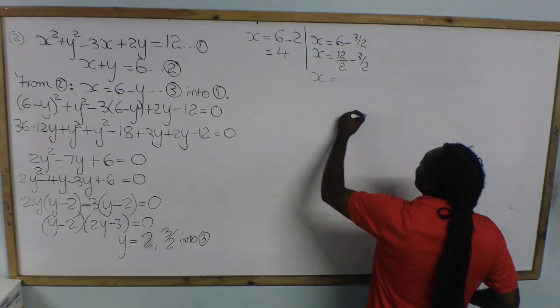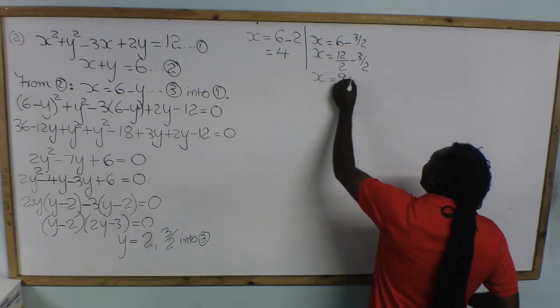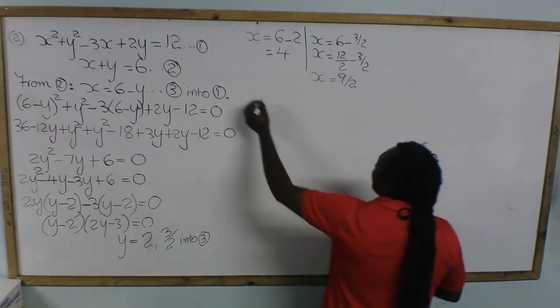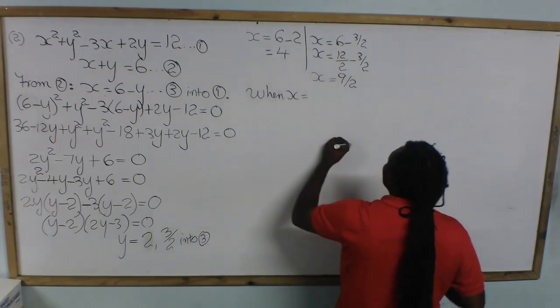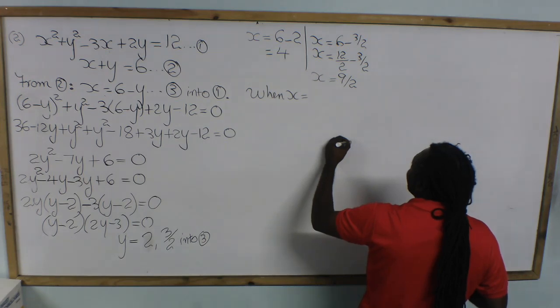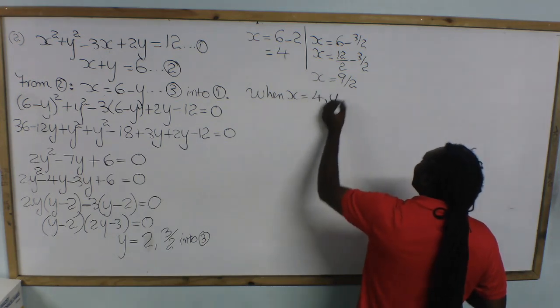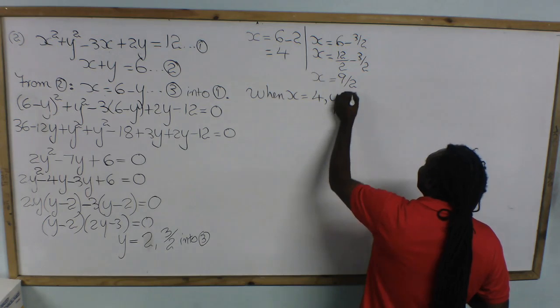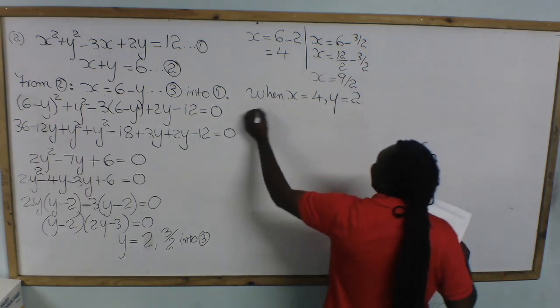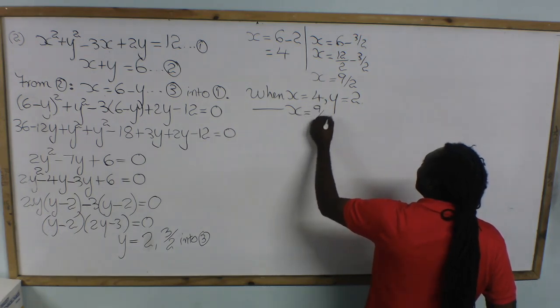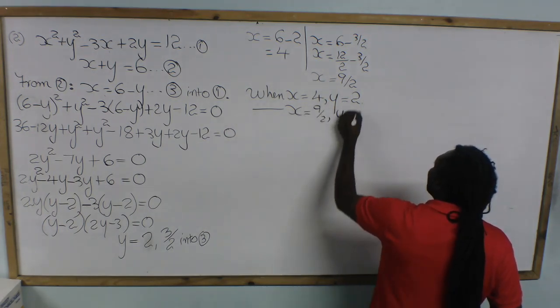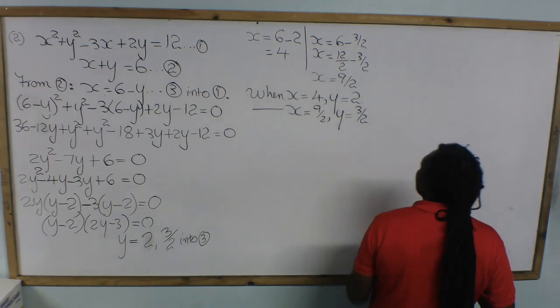X is equal to 9 over 2. So when x is equal to 4, y is equal to 2. When x is equal to 9 over 2, y is equal to 3 over 2.